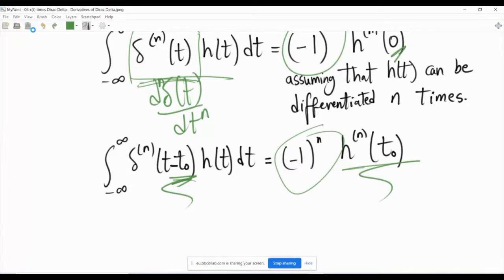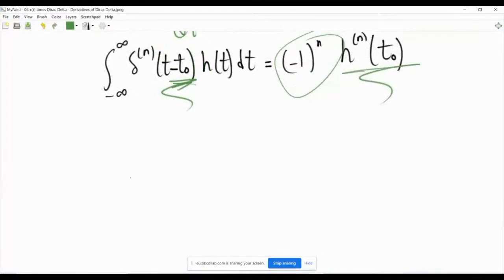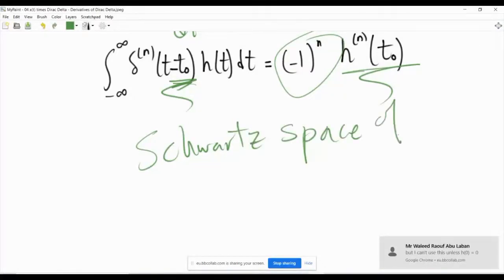So now, before going to the last slide, this is meaningless if there is no differentiation. In the theory of distributions, when we apply the Dirac delta, we apply it to a class of functions for which everything written here is satisfied. You can read about the Schwartz space of functions.